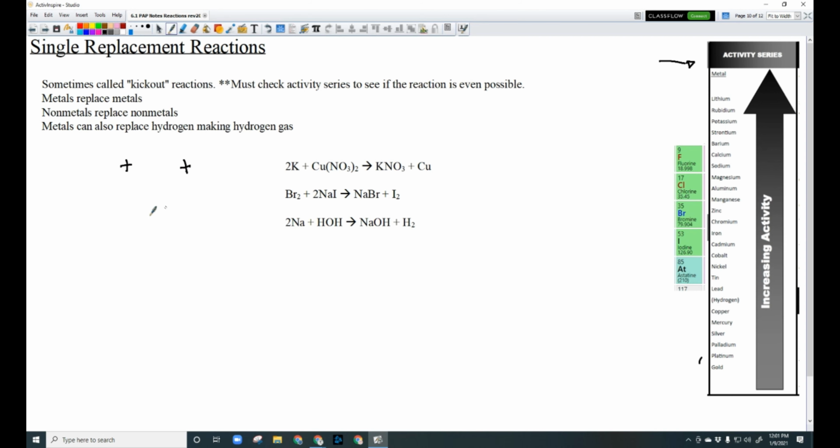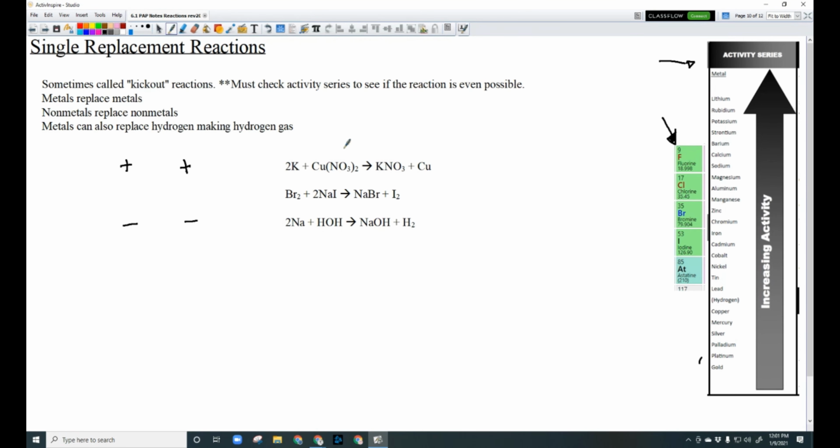Nonmetals can only replace nonmetals. Okay, and here's your list. It's the periodic table. The strength of the nonmetals, they're usually halides. So fluorine is stronger than chlorine, which is stronger than bromine, etc. So you go by this to see if these reactions will even happen. And then metals can also replace hydrogen to make hydrogen gas.